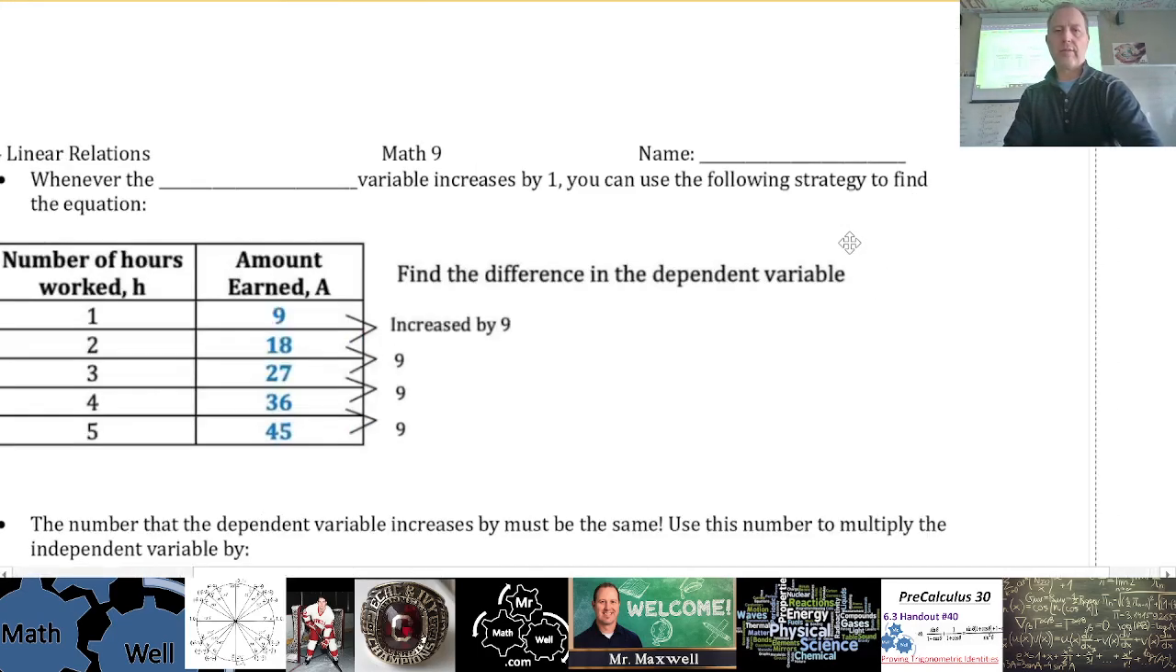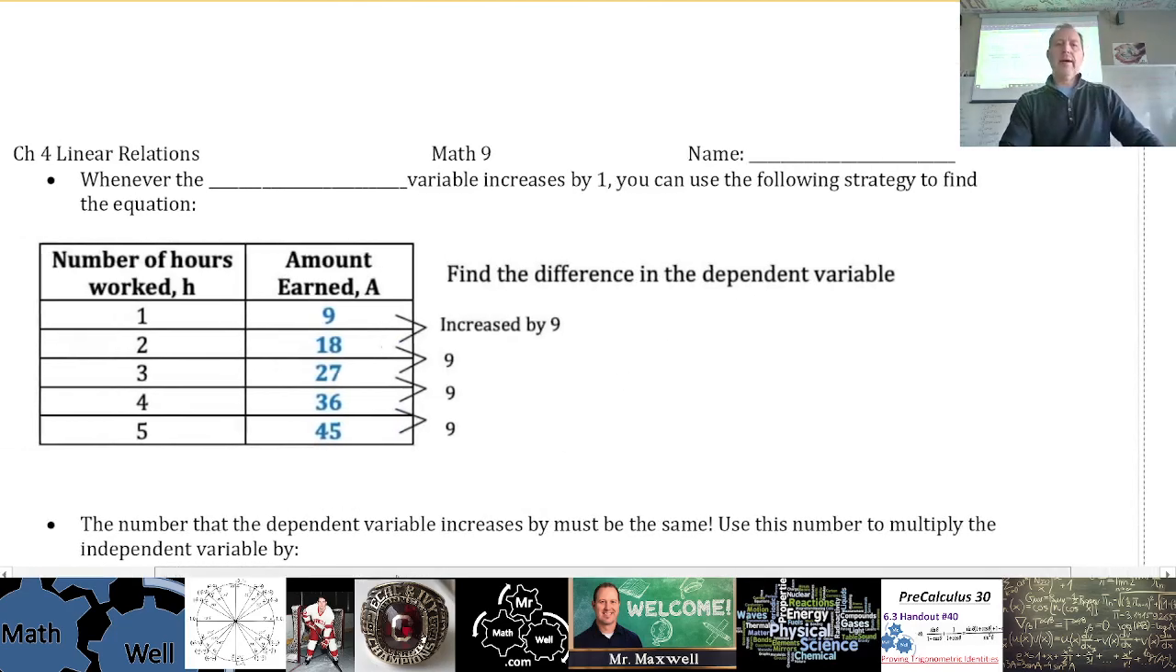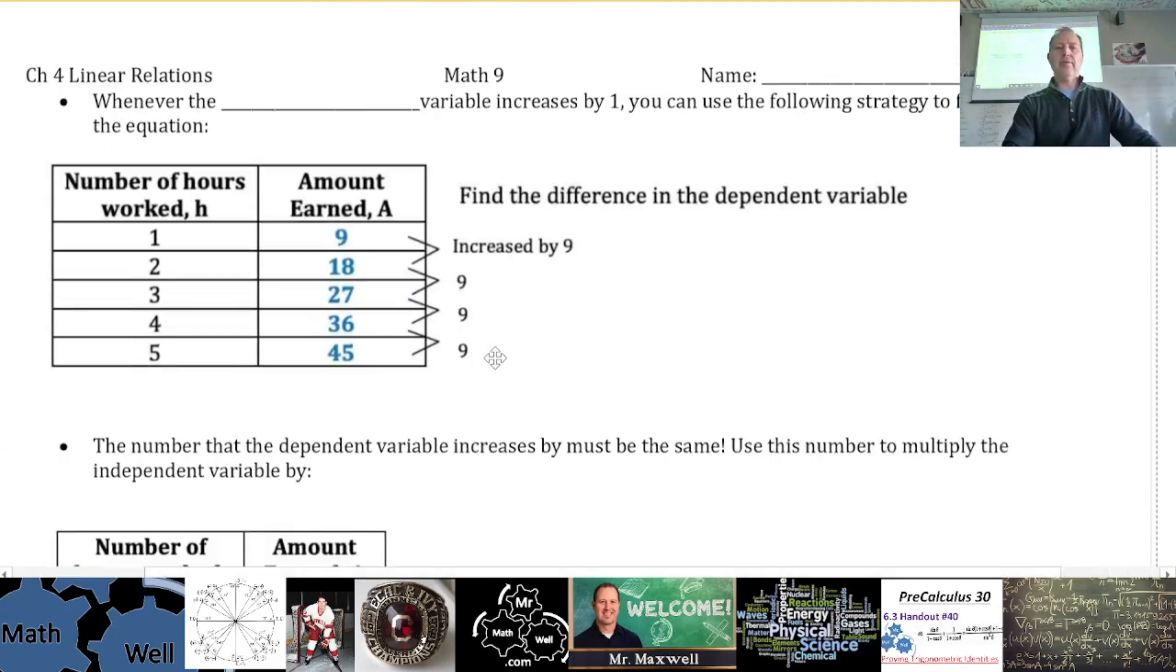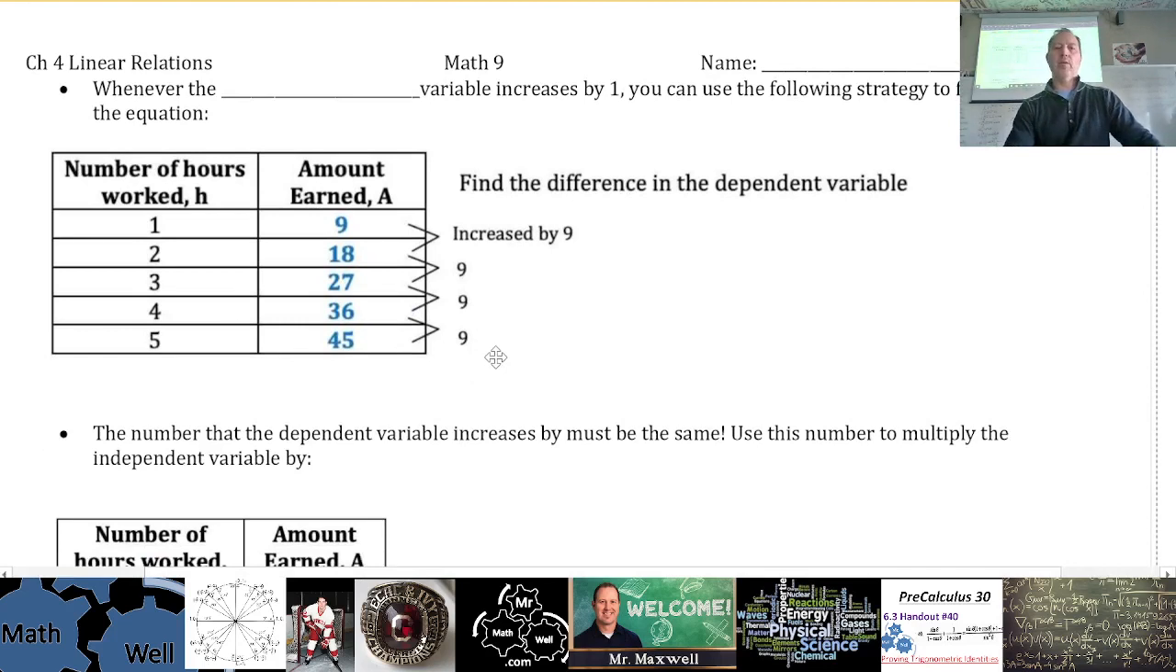So this page here says to be careful. Okay. All right. This page says here, whenever the blank variable increases by 1. So which one is increasing by 1 here? Which side? This side's increasing by 1, right? And what variable is that? That's the h, or the independent variable. So let's put independent here. Put that in blue here. Independent.